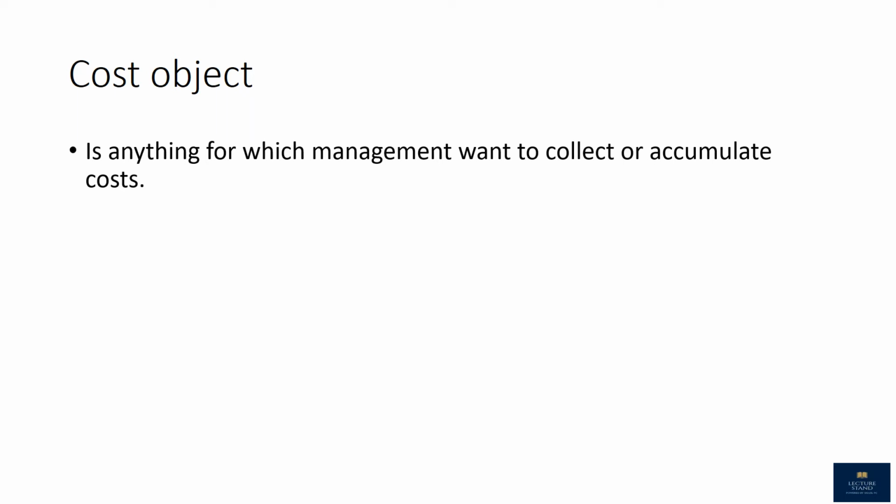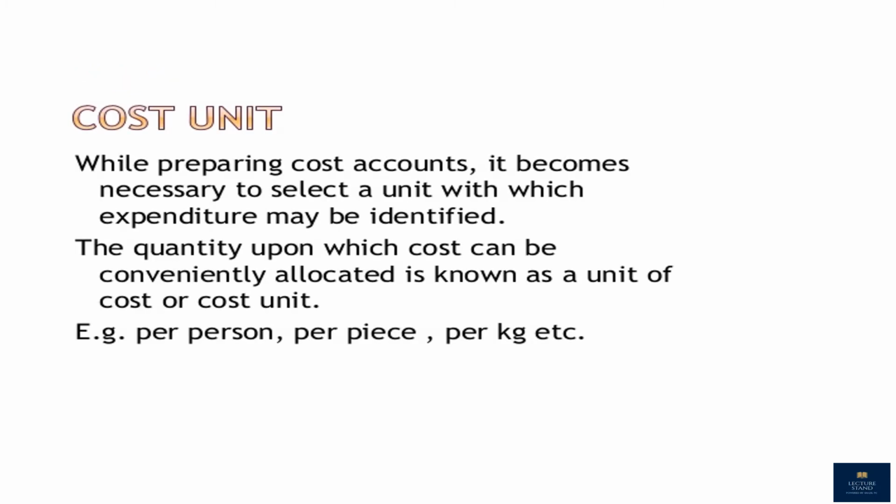Next, cost object. Cost object is anything for which management wants to collect or accumulate cost. It may be in the form of cost center and cost unit. So what is cost unit? While preparing cost accounts, it becomes necessary to select a unit with which expenditure may be identified. The quantity upon which cost can be conveniently allocated is known as a unit of cost or cost unit.